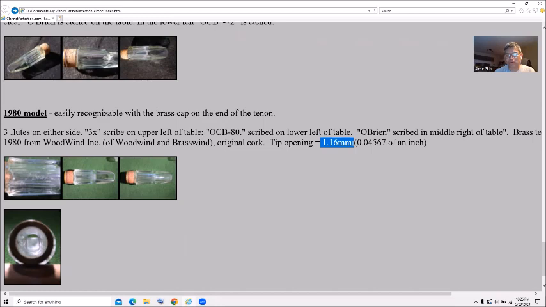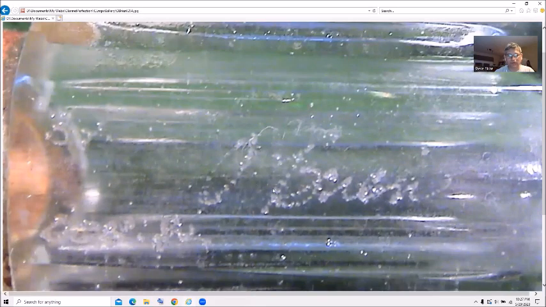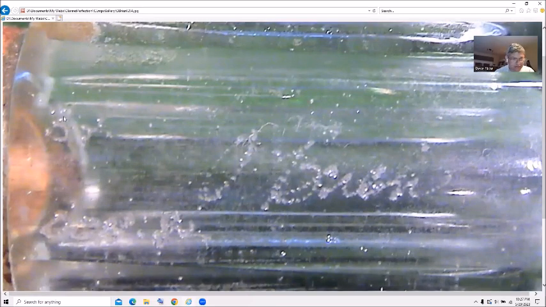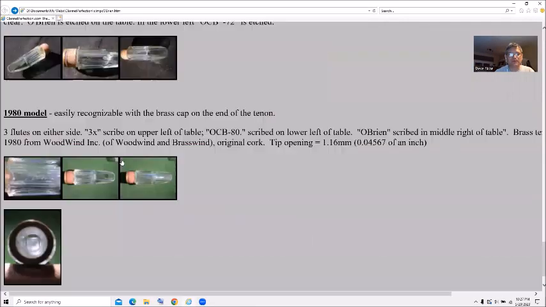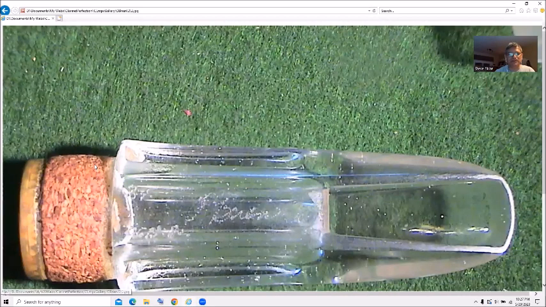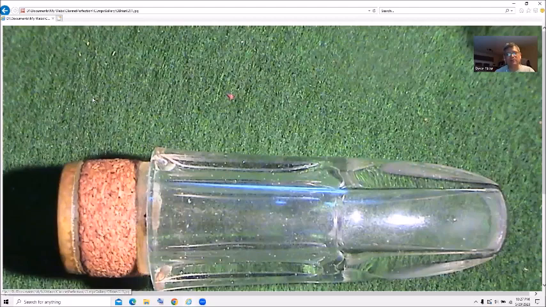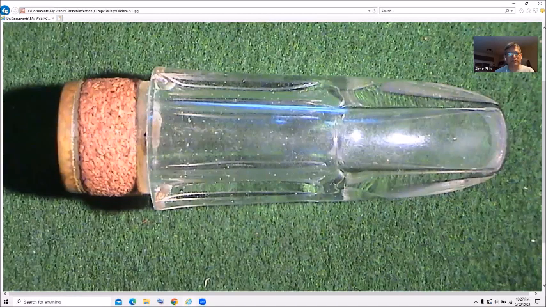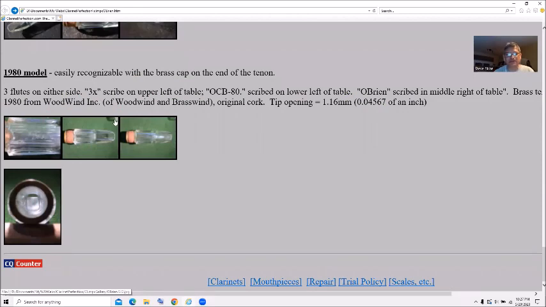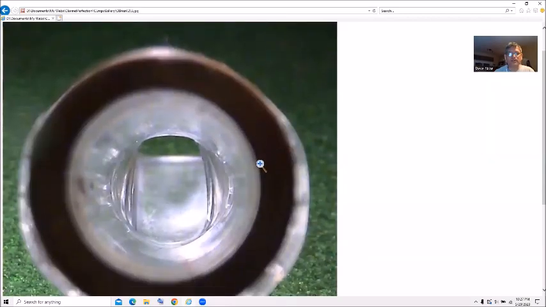Tip opening 1.16 millimeters. 3X scribed on the upper left table, OCB 80 on the lower left table, O'Brien scribed in the middle of the table. So here we go. O'Brien, OCB 80 down here, and 3X on the top left. So there's a variety of ways they marked them over the years, depending upon who did it, I guess. Notice the cork. This is compressed cork, so it's composite cork. Cork bits that are glued together and used as a cork sheet. Once again, you look at the mouthpiece. You've got the sidewalls, and it bows out just before it hits the bore.